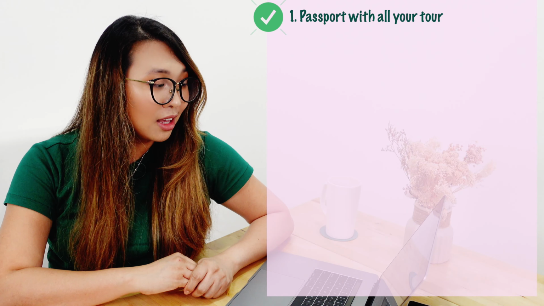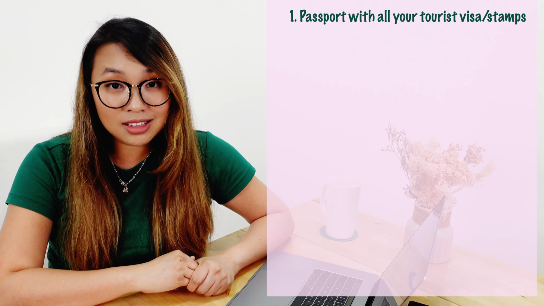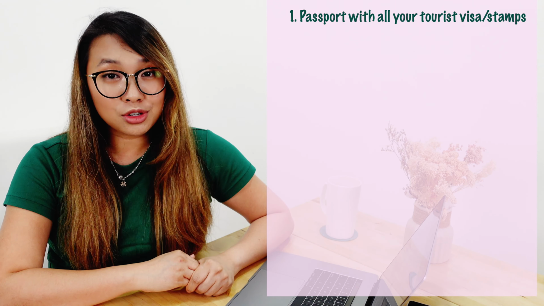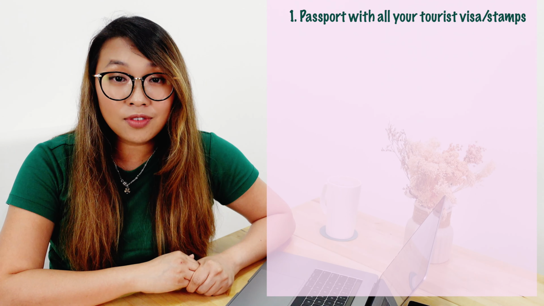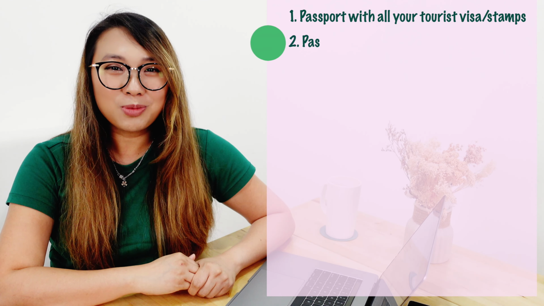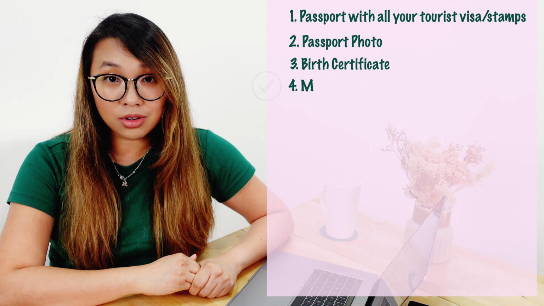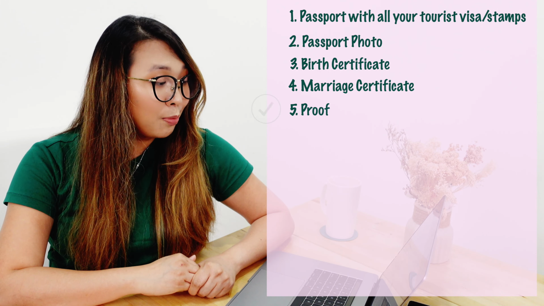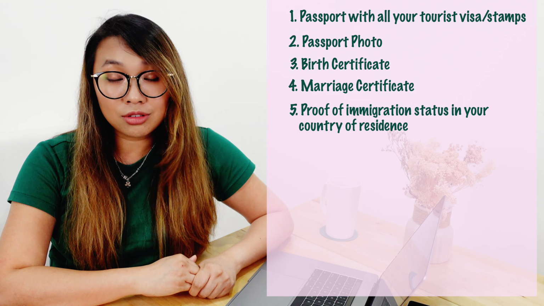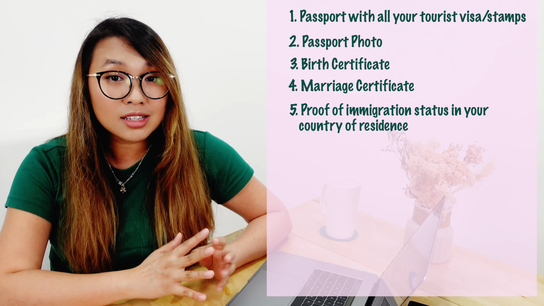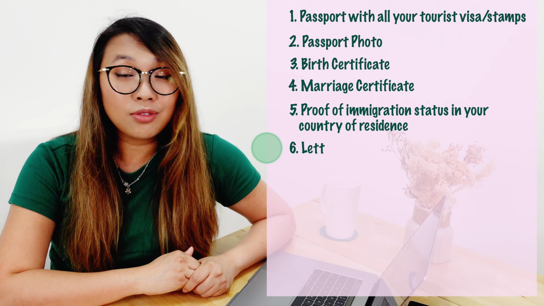The first one, of course, you need to have your original passport and it should be valid for more than 6 months. Like what I mentioned earlier, you need to make sure that you have sufficient validity on your passport. A passport photo and a copy of your birth certificate and marriage certificate. A proof of immigration status in your country of residence. For our case here in Singapore, I presented my NRIC. And the next one is a letter of intent.